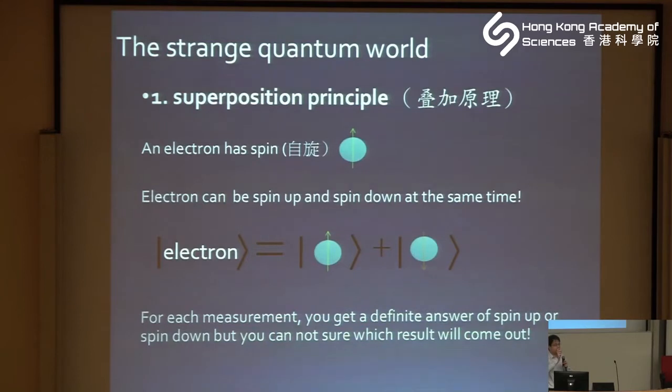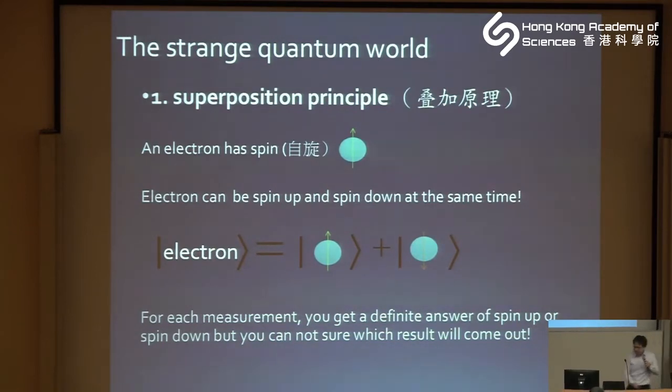It does not just carry charges. It actually carries spin. What does it mean? Actually, each electron carries a little bit of magnetization. You can think of an electron, besides carrying charges, as a very tiny magnet as well. And this magnet can have the north pole up, south pole down, or south pole up, north pole down. So your electron has this spin, and it's like a tiny magnet.